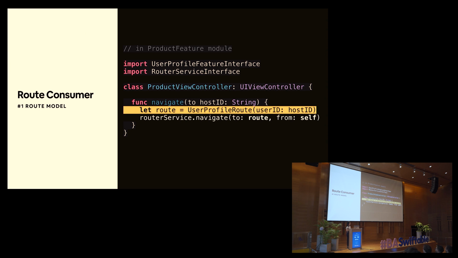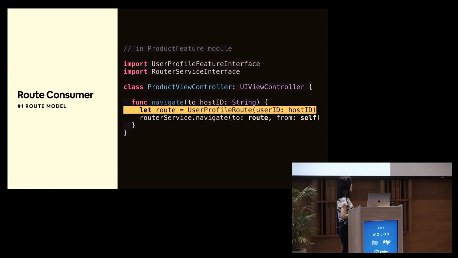The consumer constructs a route model before performing navigation. This example is showing product view controller constructing a user profile route before navigating.